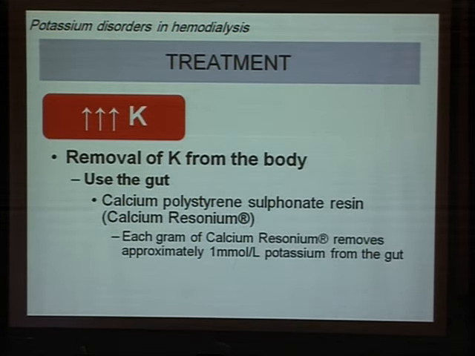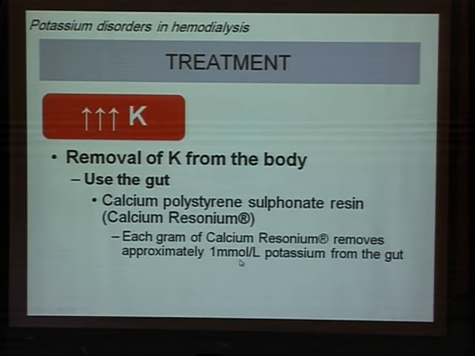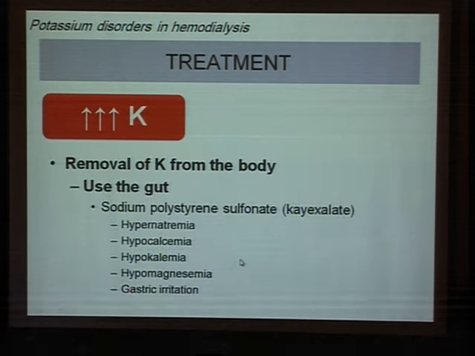It is efficient. It removes the potassium. So every gram will remove 1 millimole of potassium per liter, but not per liter of blood, but per liter of gut content. Because if 1 gram will remove 1 millimole per liter, then just 5 grams would remove all potassium. So this is not the case. It will just remove 1 millimole per liter from the gut.